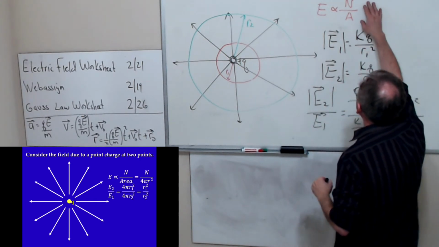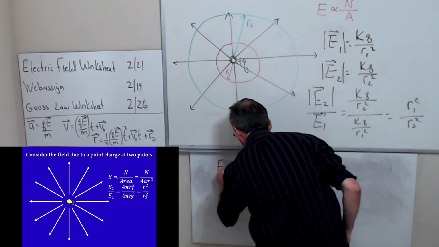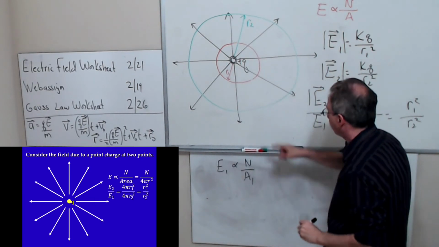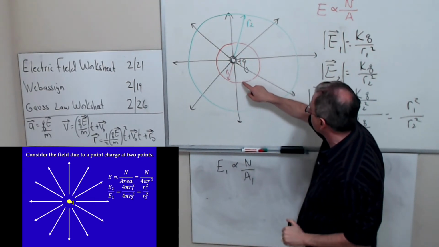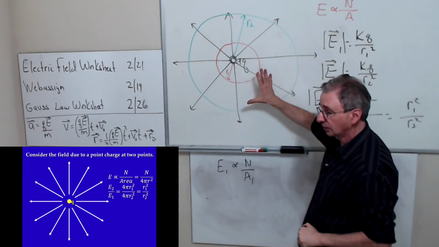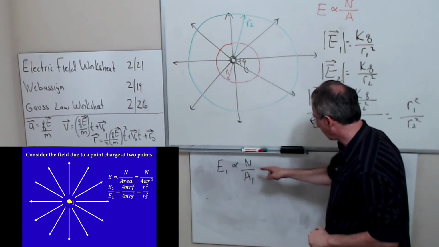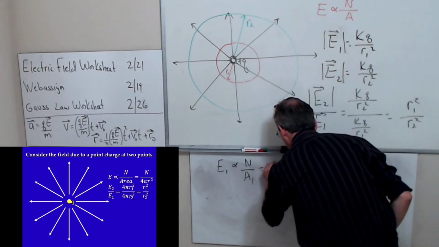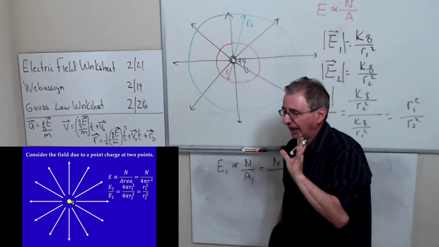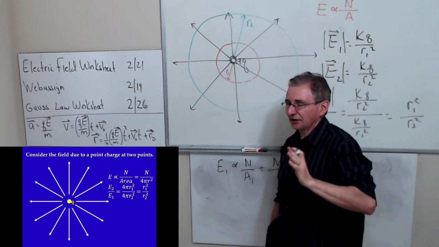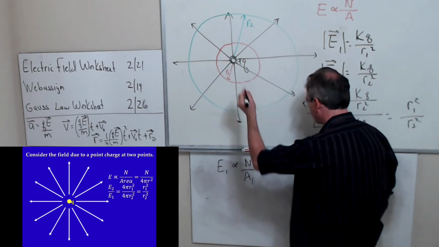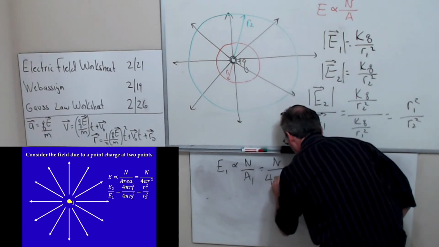And so I want to look at E1, which is proportional to n over A1. If you notice, the field lines go through both the red circle and the green circle. The same number of total field lines go through both of them. So what is this ratio? Well, it's the number of lines over the surface area of this sphere. Granted, I'm drawing in 2 dimensions, but you got to think in 3D. So that's a sphere. What's the surface area of a sphere? 4 pi R1 squared.